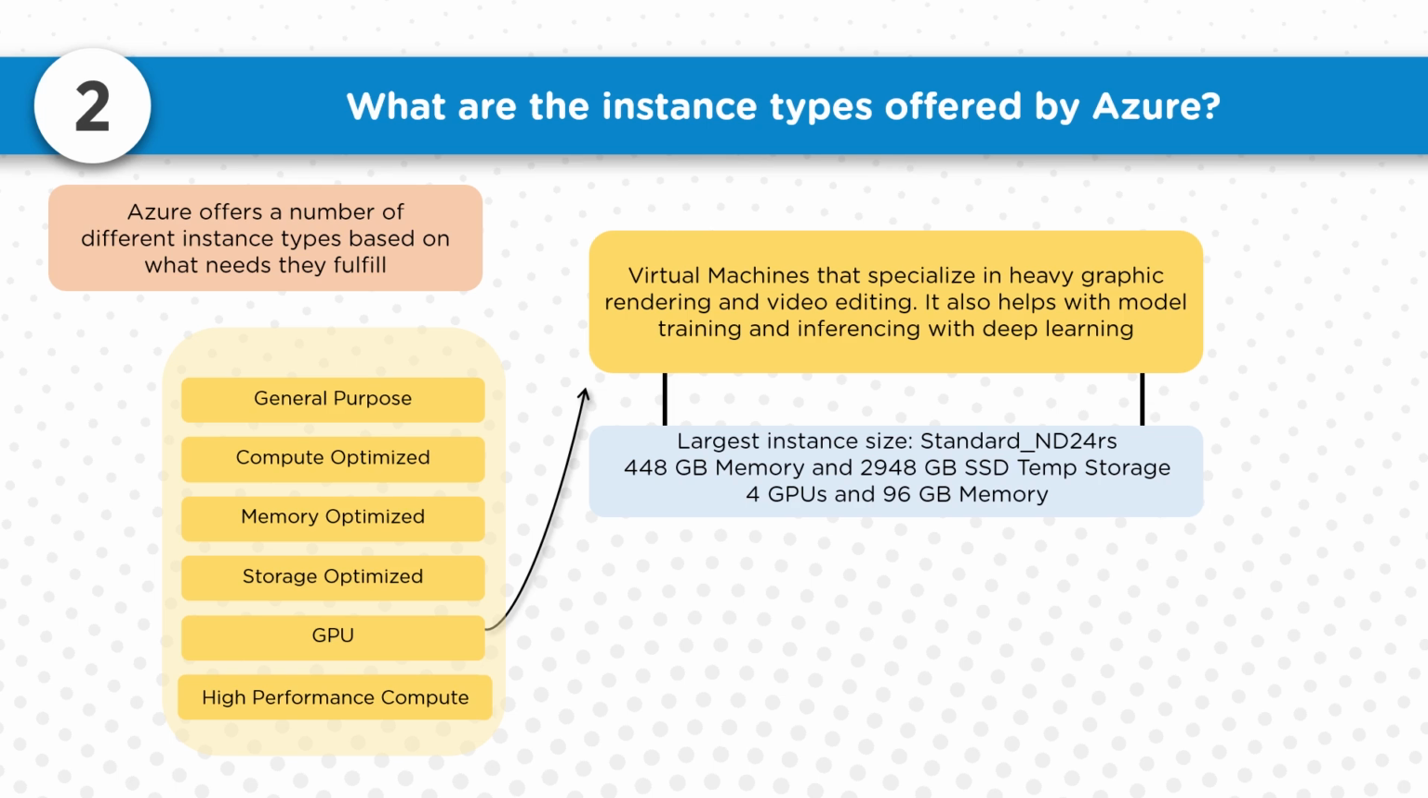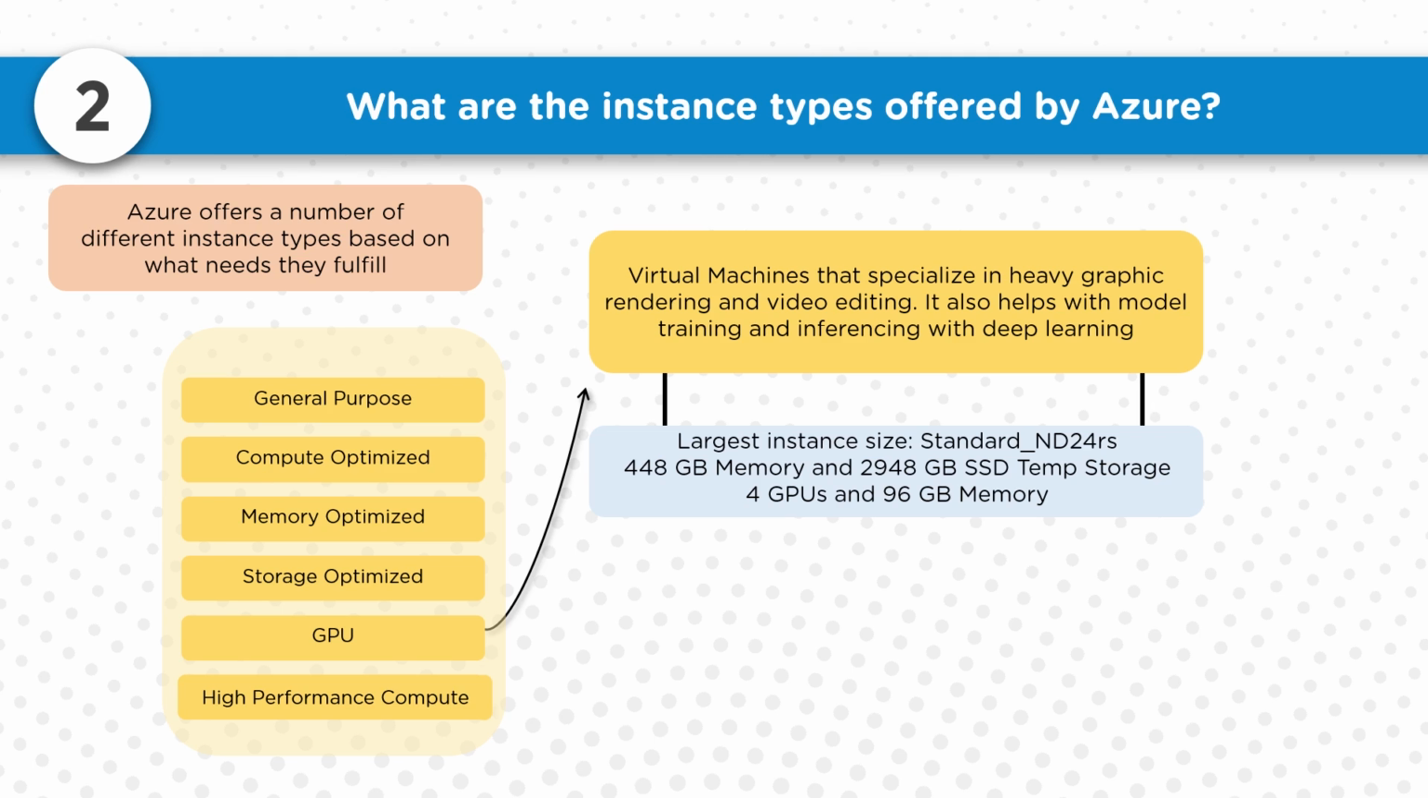GPU optimized VMs are specialized virtual machines available with multiple GPUs attached to them. These VMs are designed for compute intensive, graphic intensive visualization workloads that require a lot of graphical processing units attached to them. So in short, these are virtual machines that specialize in heavy graphic rendering and video editing.